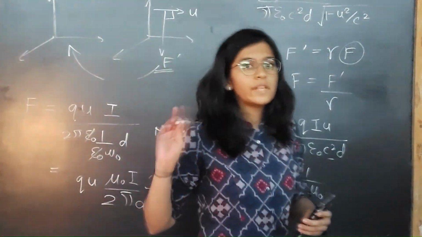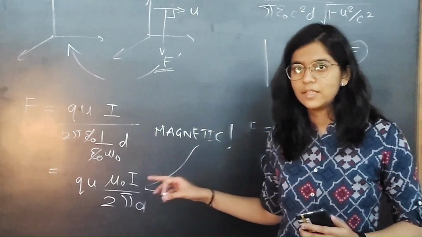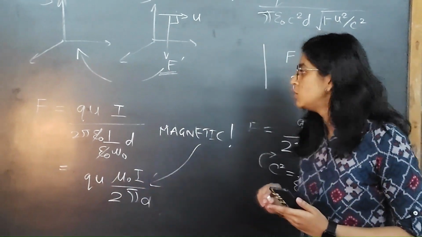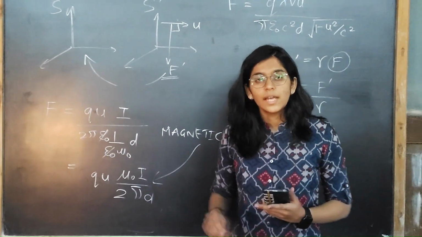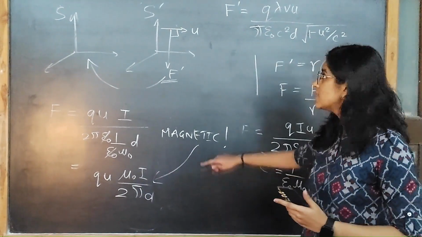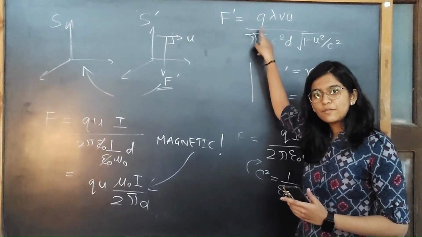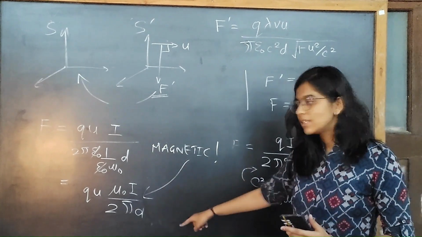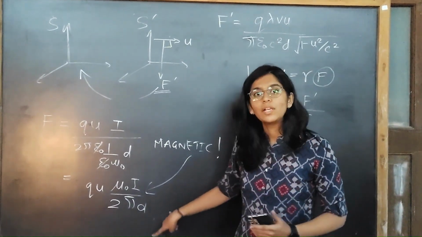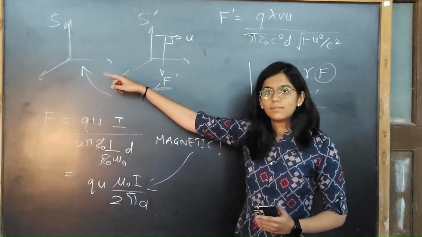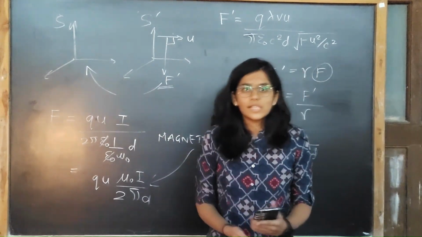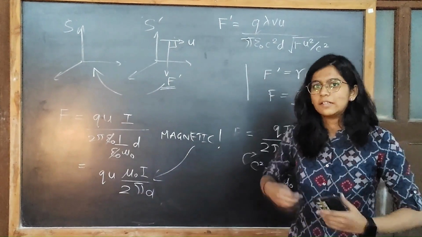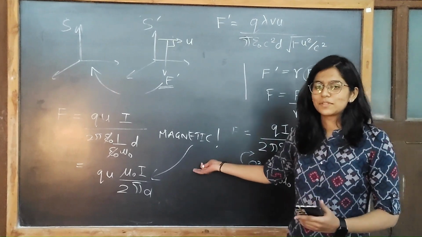Please notice that we have never invoked the magnetic field per se in the derivation. We have not even gone for the Lorentz force, and yet what we get here is a purely electric force F prime, which was in the S prime frame, turning out to be nothing other than force F, which is purely magnetic in the S frame. So basically electrostatics and relativity combined lead to a magnetic force.